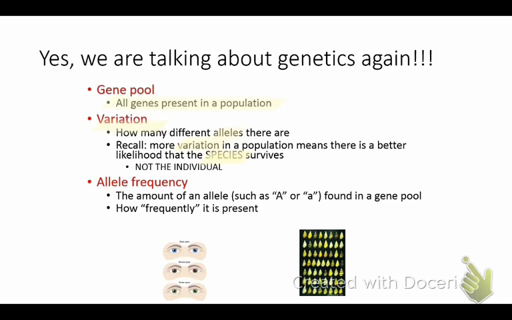Allele frequency is the amount of an allele, such as big A or little a, found in a gene pool and how frequently it is present, okay? That's what allele frequency is. So are there a lot of big A's? Are there a lot of little a's? Are they mostly heterozygous? Are they mostly homozygous?